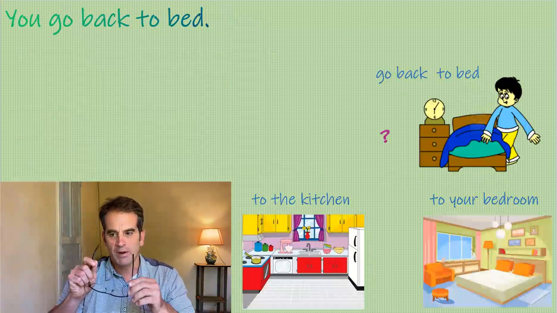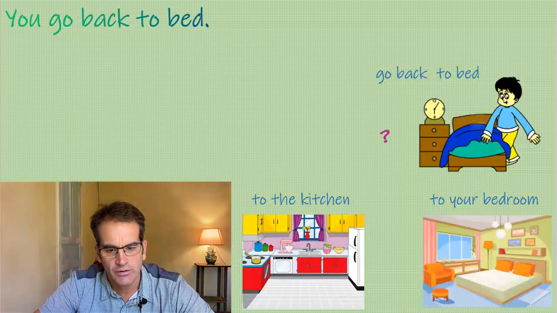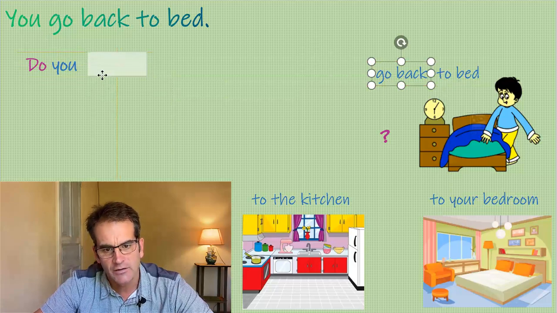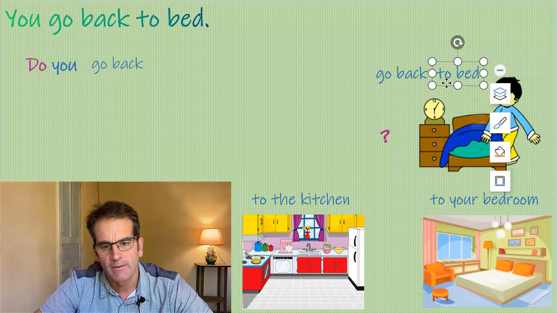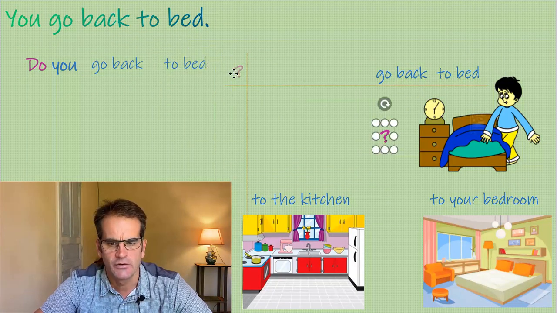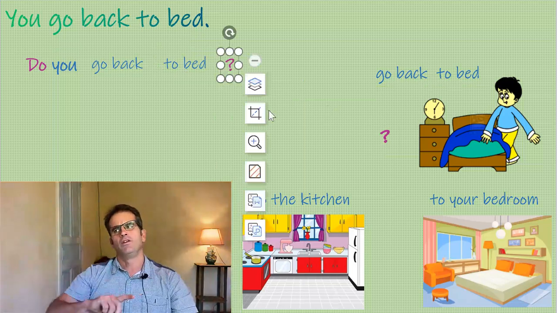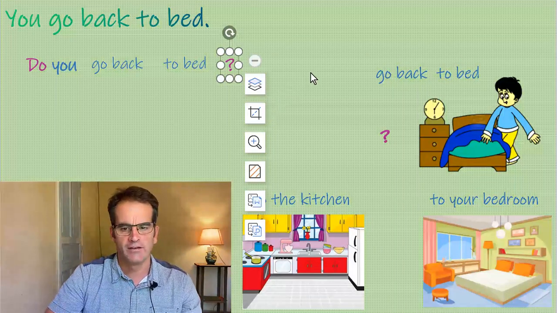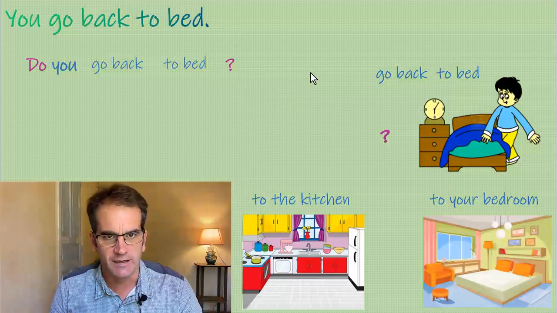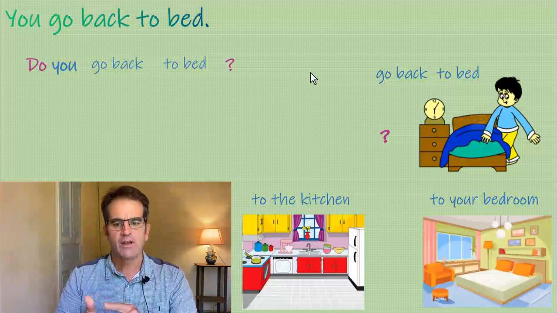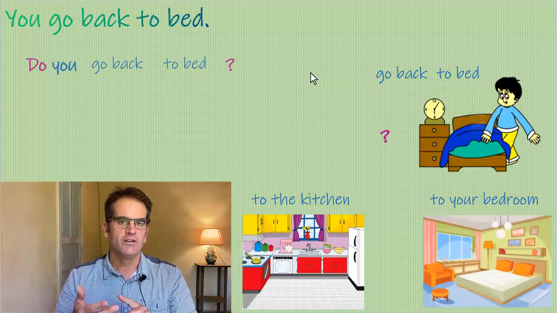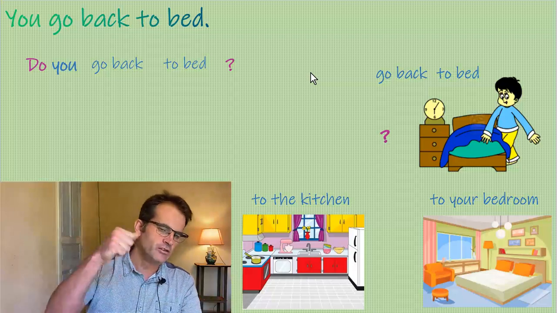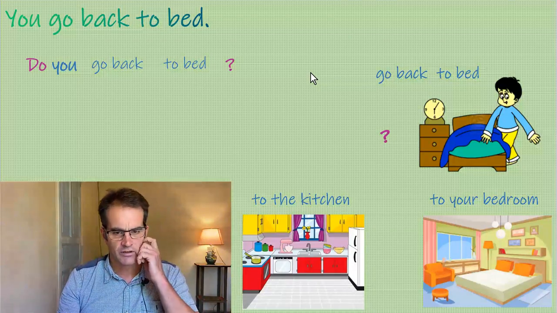So you go back to bed. Do you go back to bed? Well, yes, you go back to bed. You don't want to go to work today. You want to go back to bed because today is a bad day. Today you fell over a chair. You pricked your finger. You slipped on the wet floor. So now you want to go back to bed and sleep. You don't want to go to work.